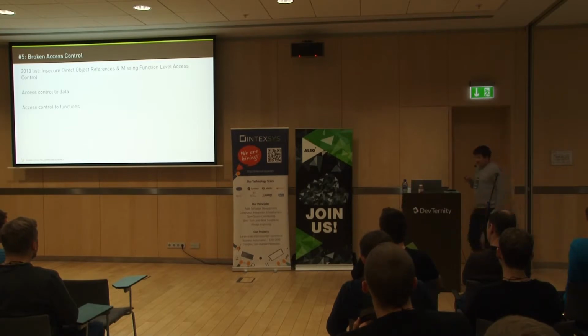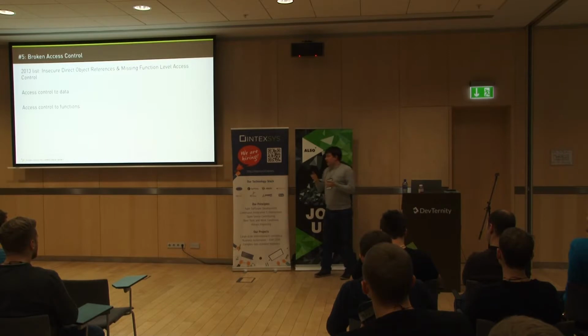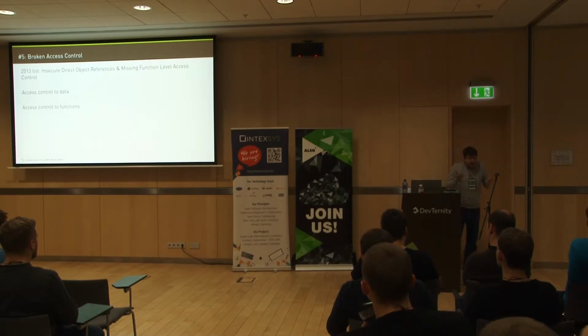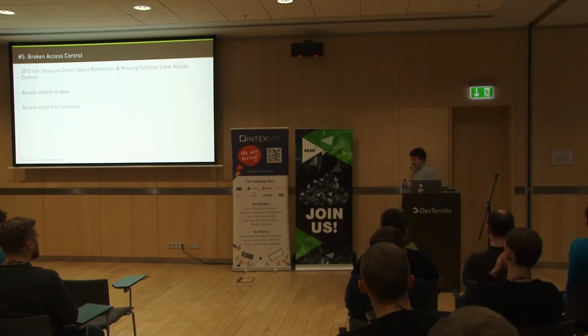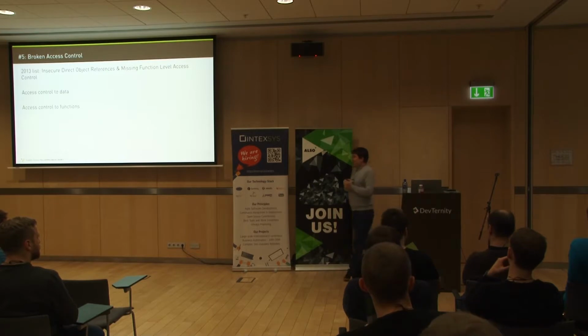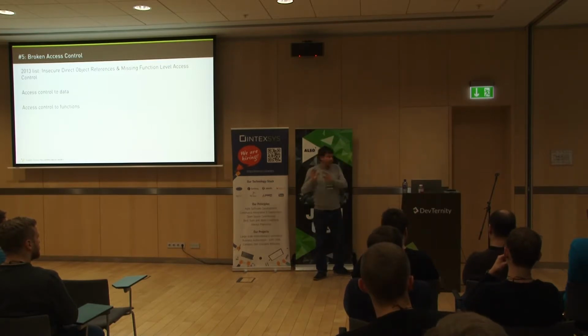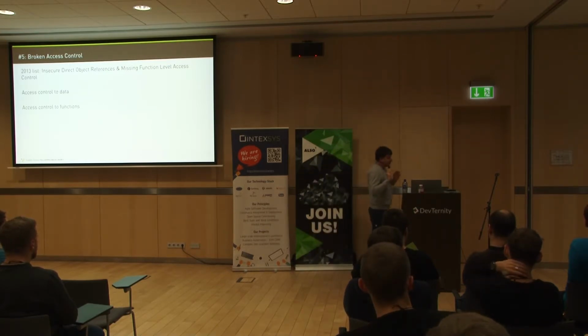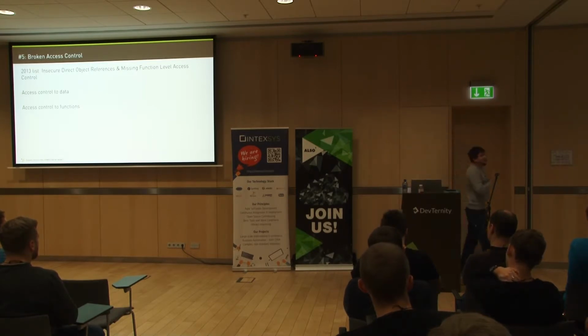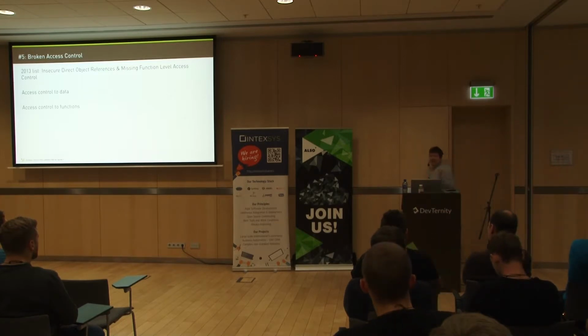Because sometimes developers think, well, if the attacker doesn't see the form, why should the attacker actually post data back to the server? Well, there are good reasons why attackers are still able to do that. So whatever you do, whenever you have something that only certain people or certain roles are able to see or do, always check access control to data and to functions.